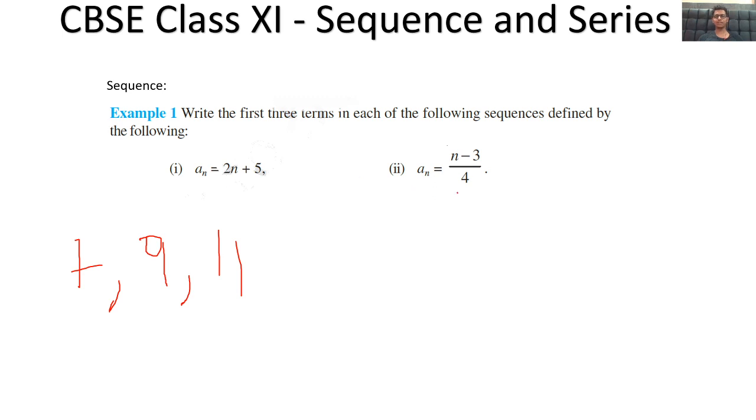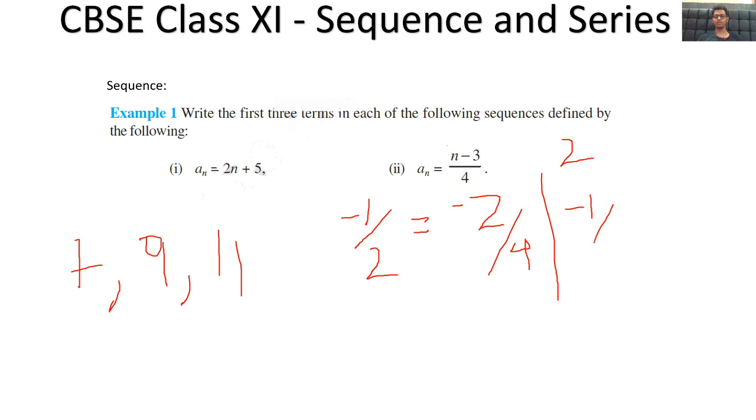Now, what should be the sequence for this particular question, where an is equal to (n minus 3) by 4? So, for n equal to 1, we have minus 2 by 4. That's the very first term when we put n equal to 1. Now, for n equal to 2, we have minus 1 by 4. That's the second term. For n equal to 3, we have an equal to 0.